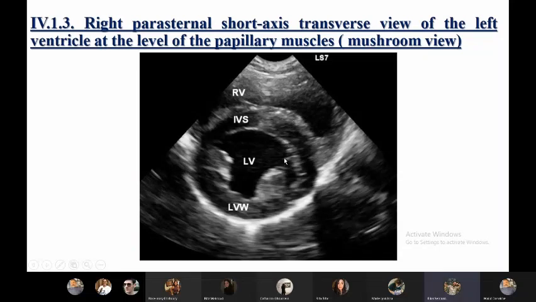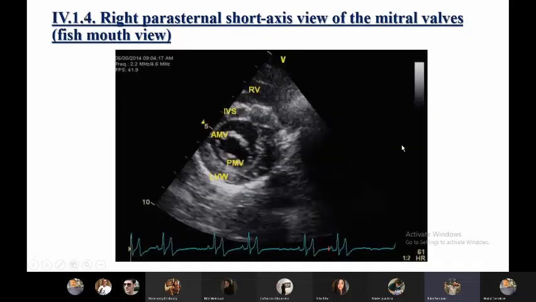The left ventricular chamber is mushroom-shaped. The papillary muscles are similar in size. The right ventricle chamber should not be more than 1/3 to 1/2 the size of the left ventricle. This is the right ventricle, and this is the left ventricle.